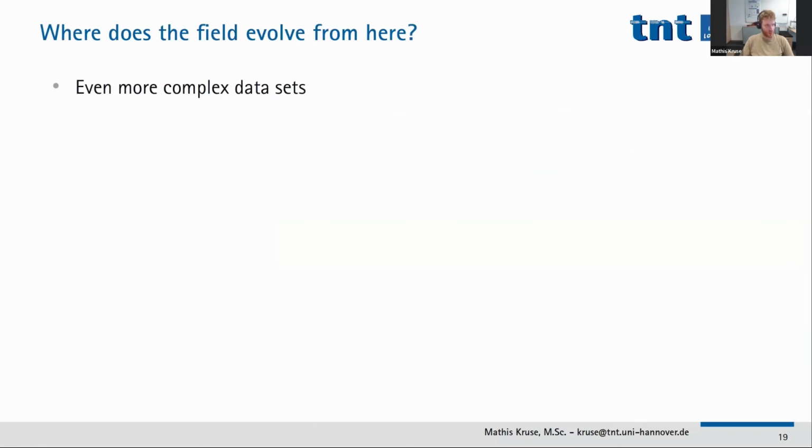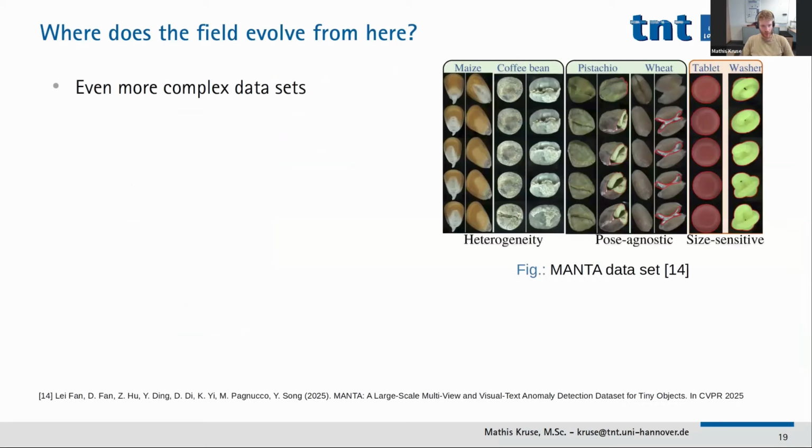So, another very small overview on where to go next from here. With this year's CVPR, even more complex datasets have come out. The MANTA dataset is a very interesting one, which also has multi-view images of sometimes even harder things, like agricultural products. So that's an interesting one to look out for. And they also have interesting text descriptions of the anomalies. So anyone working with language models and vision models, maybe look at this one. It's an interesting combination of the two.